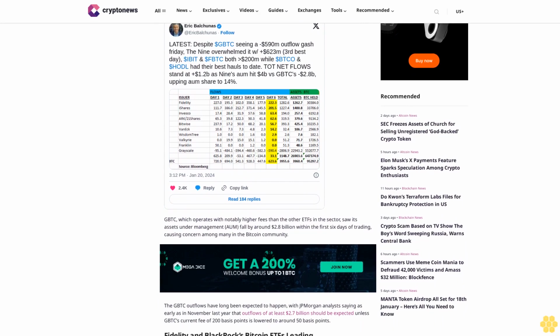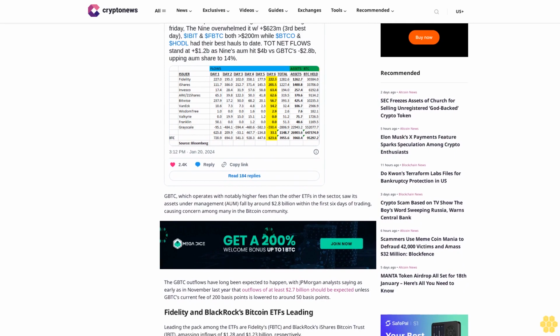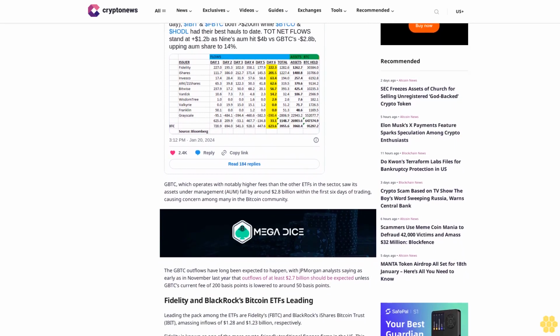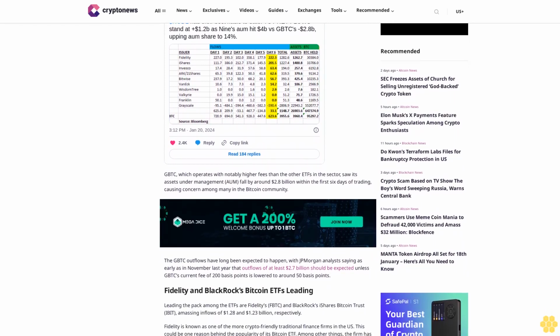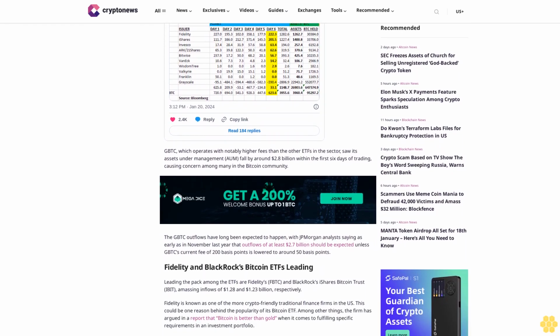The GBTC outflows have long been expected to happen, with JP Morgan analysts saying as early as in November last year that outflows of at least $2.7 billion should be expected unless GBTC's current fee of 200 basis points is lowered to around 50 basis points.